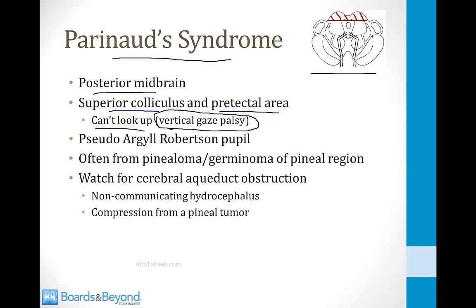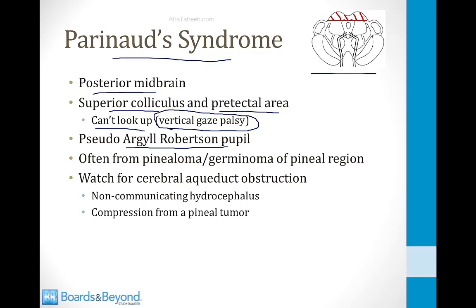Vertical gaze palsies are very rare, much more rare than horizontal gaze palsies, and pretty much the only thing you're likely to see that will cause this is Parinaud syndrome in the posterior midbrain. The patient will be unable to look up. Another peculiar sign of this syndrome is something called a pseudo-Argyll Robinson pupil. So an Argyll Robinson pupil is a pupil that does not constrict when you shine light in it, but it does constrict when you test accommodation by asking the patient to follow your finger into their nose.